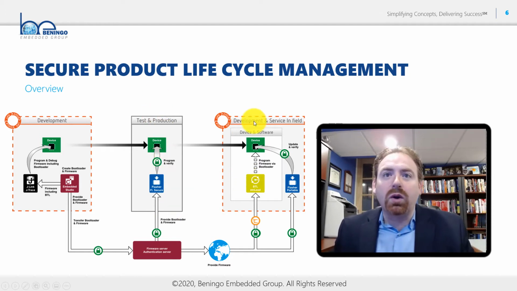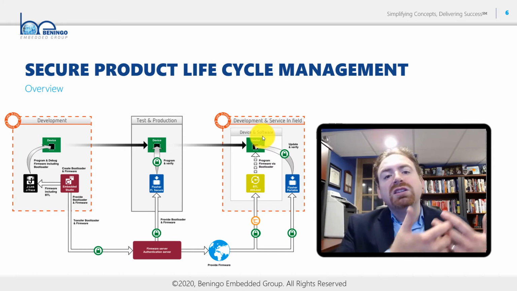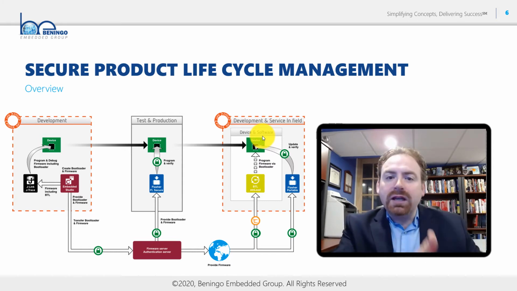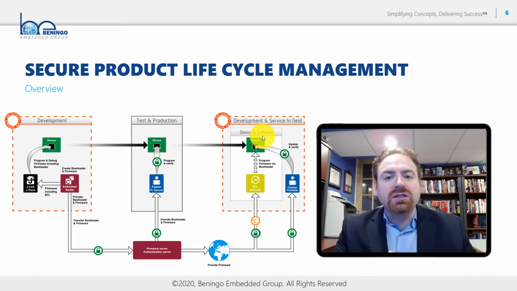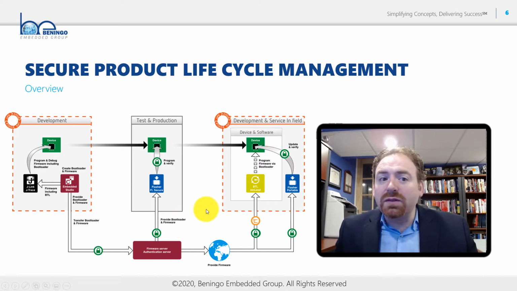The third stage is where we perform maintenance. For maintenance, we're really continuing development incrementally, adding new features, and fixing any bugs that are discovered in the field. We are also going to perform in-field firmware updates, and there are several different ways that can be done.